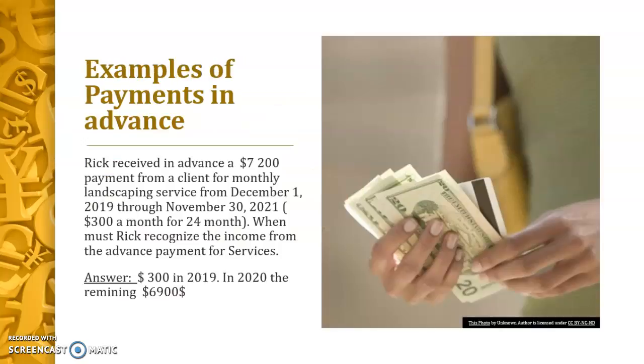Example of payment in advance. Rick received in advance $7,200 from a client for monthly landscaping service from December 1st, 2019 through November 2021, $300 a month for 24 months. When must Rick recognize the income from the advance payment for service? Answer: $300 he will recognize in 2019, and the rest he will recognize in 2020, $6,900.